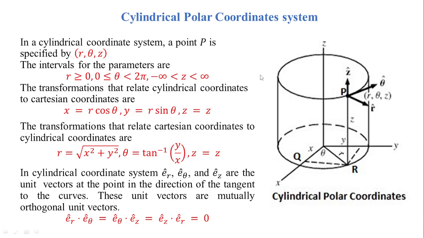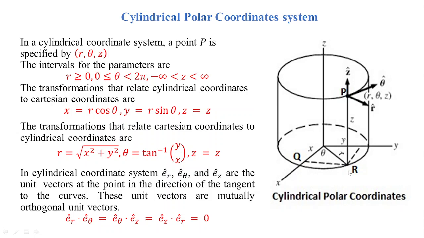Cylindrical polar coordinate system. Any point P in the cylindrical coordinate system can be specified as r, theta and z, where r can take values from 0 to infinity, theta can take values from 0 to 2 pi, that is the angle, and z can take values from minus infinity to infinity.